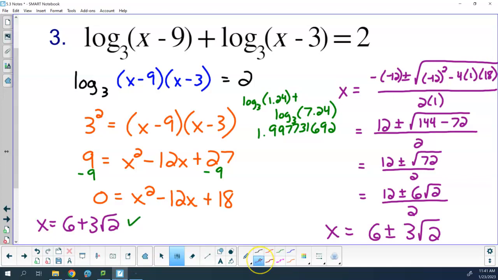Okay? My other answer is x equals 6 minus 3 square roots of 2. And how big is 6 minus 3 square roots of 2? 1.75-ish. Okay, right? So let's check that one out. Go. 1.75. Should be done by now.